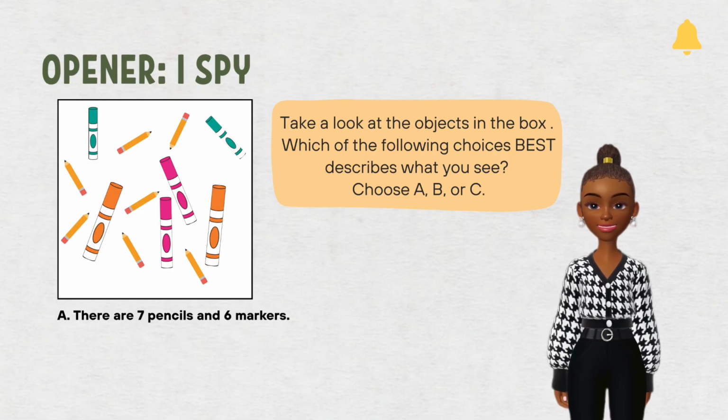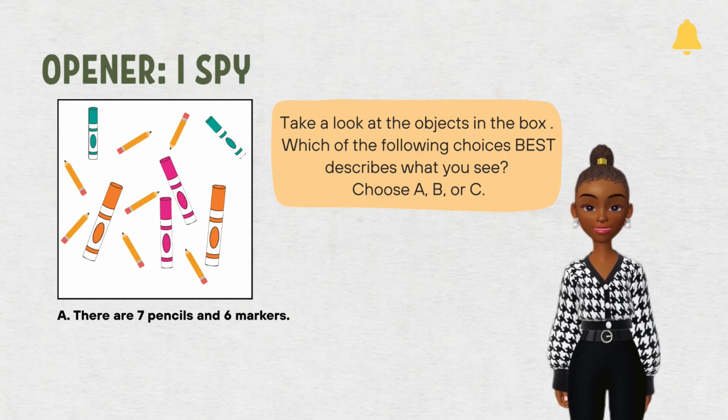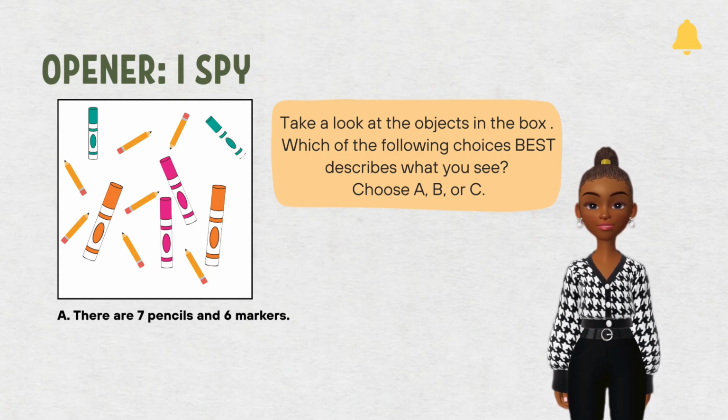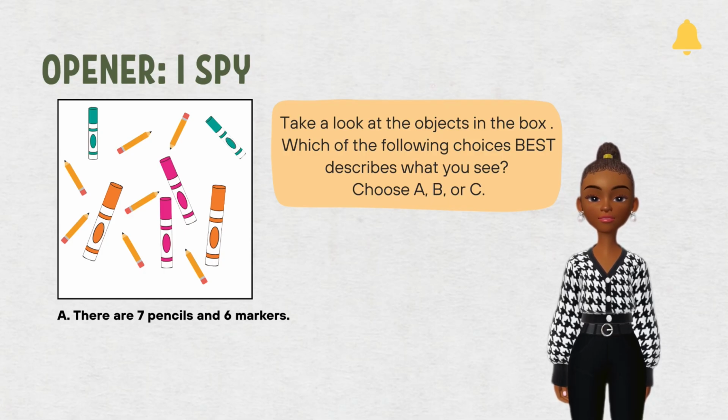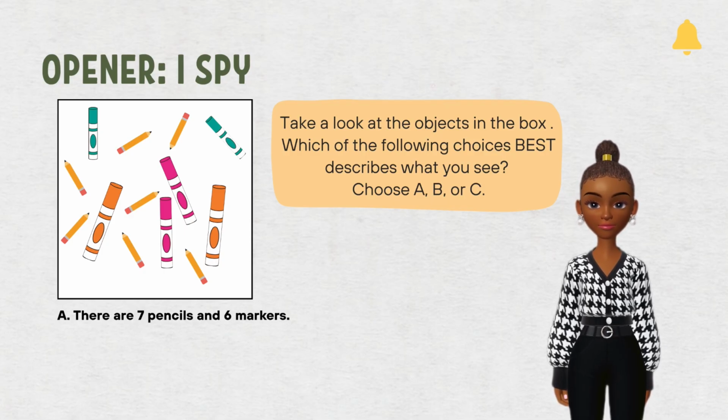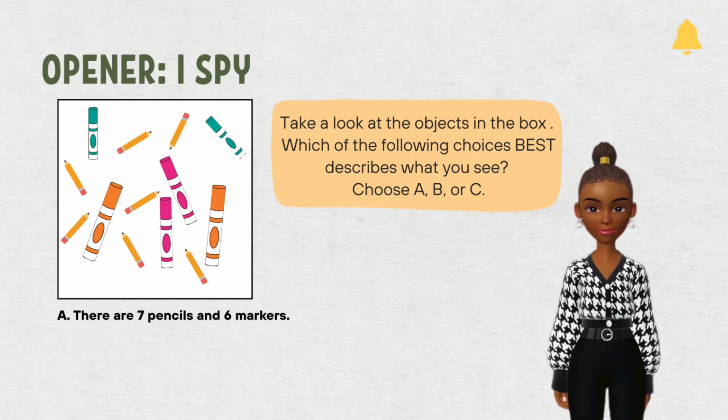The best description is A. There are 7 pencils and 6 markers. You just identified the two groups in a problem. This is the first step in understanding ratios. Now, let's learn some vocabulary.